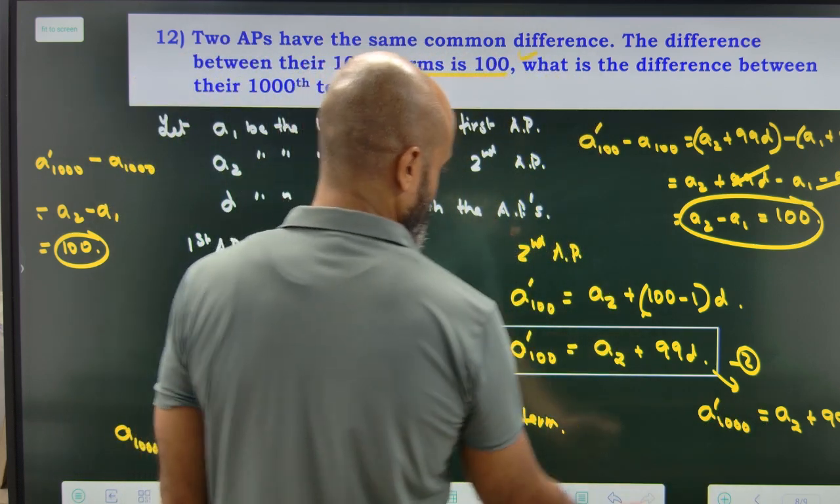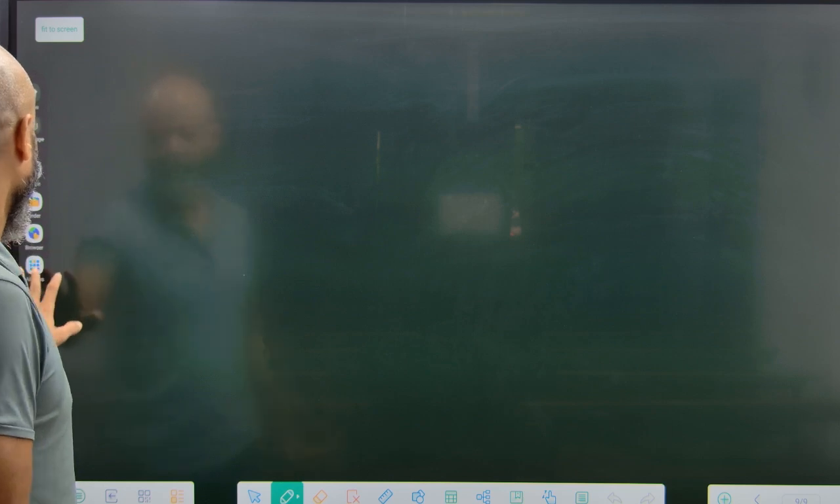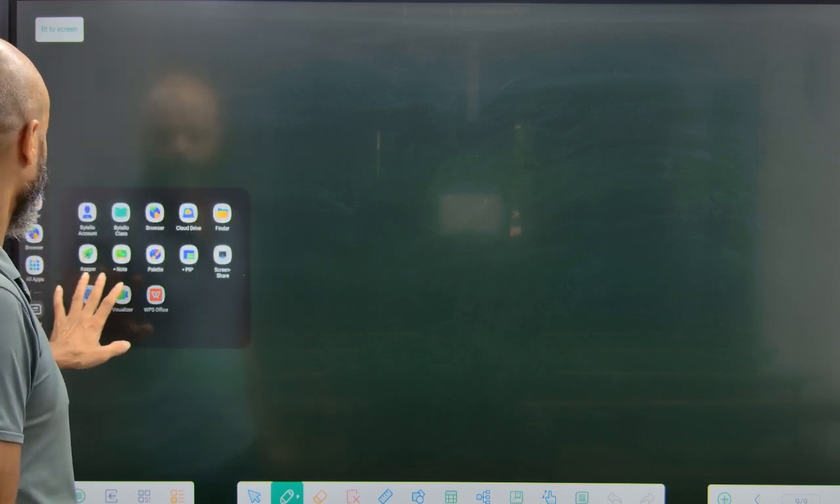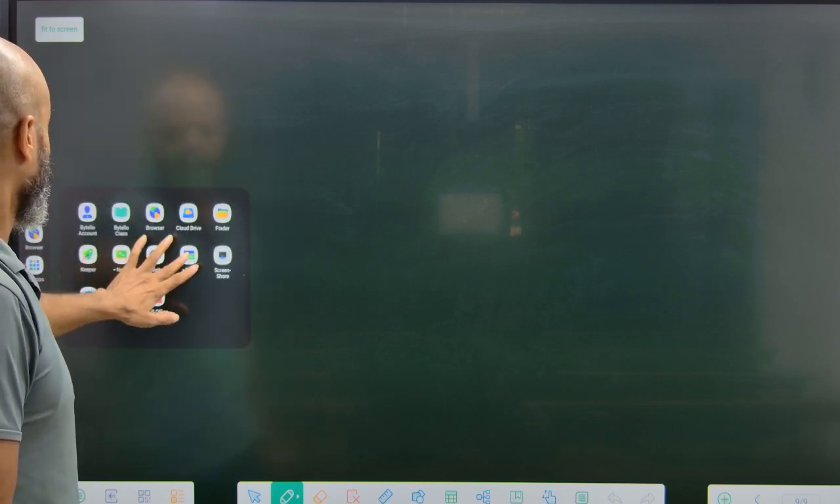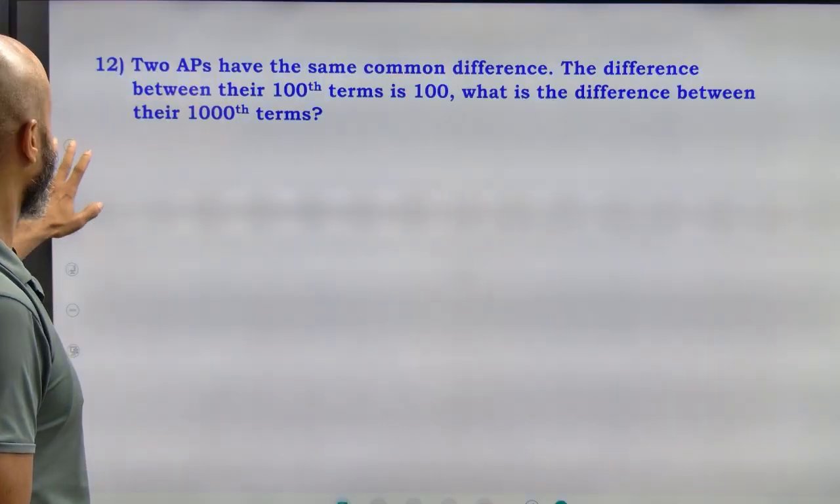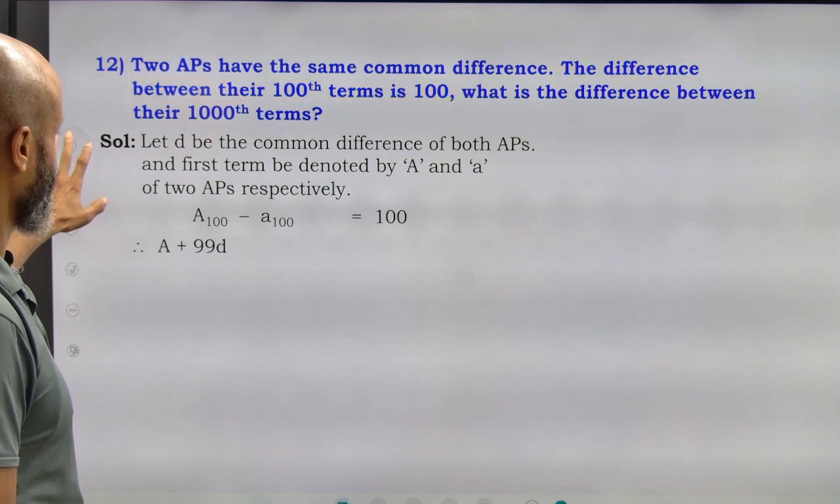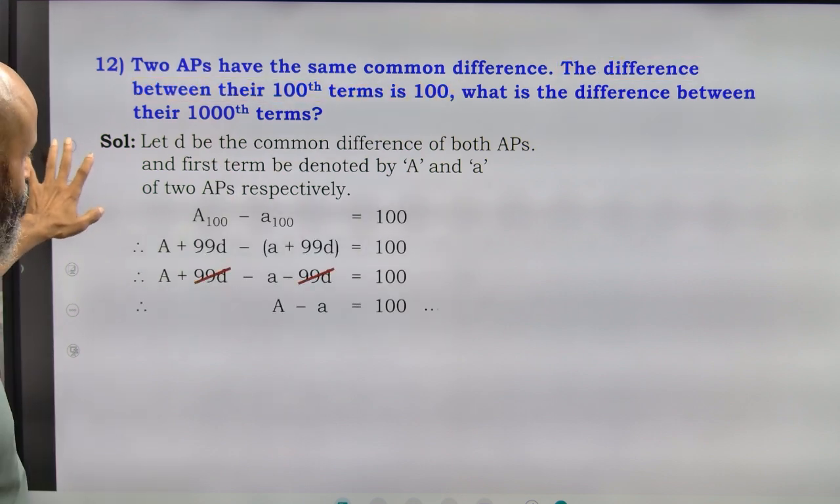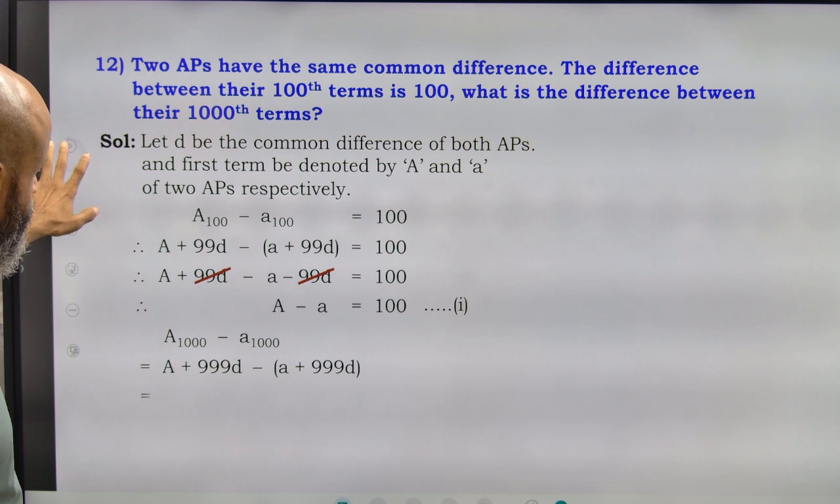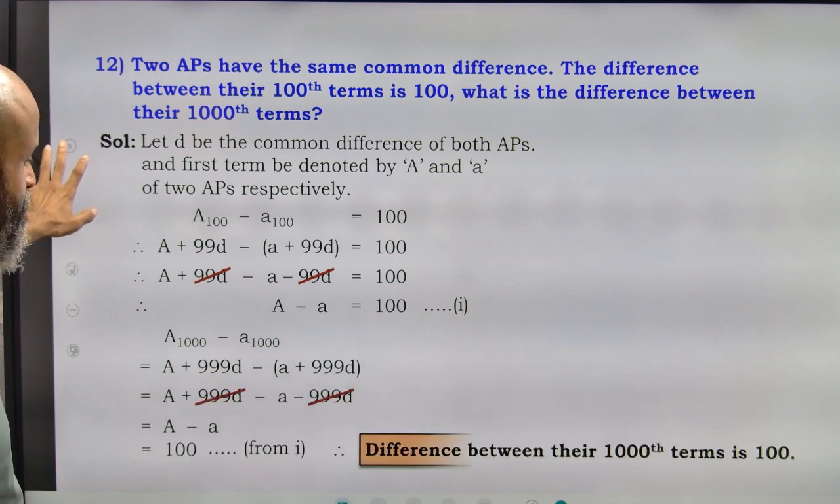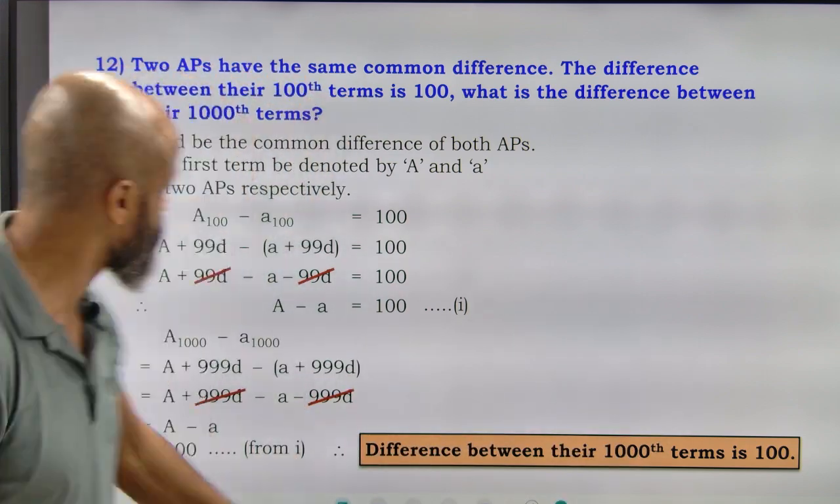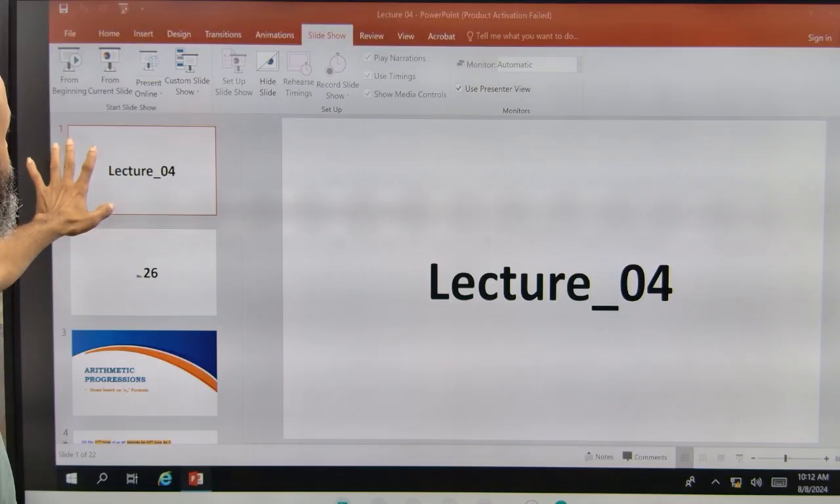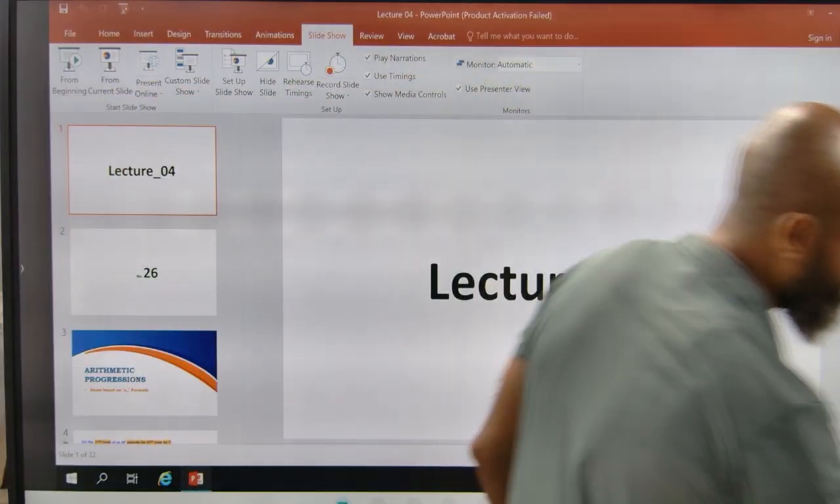Okay, all right. So let's look at this. Again, if we look at it, we have 100. So this will also be 100. The difference between their 1000th term is also 100. Okay, that basically comes.